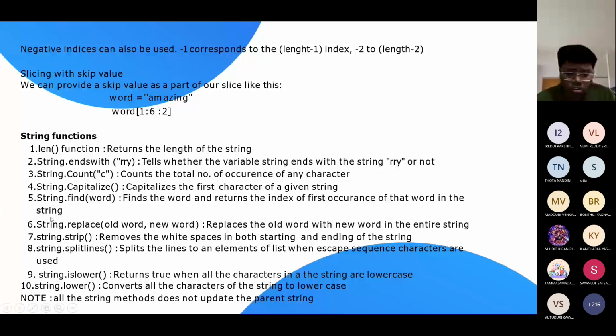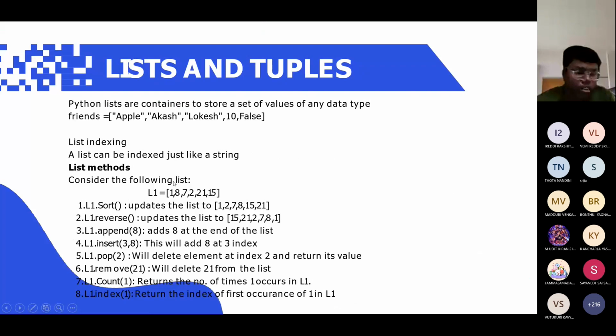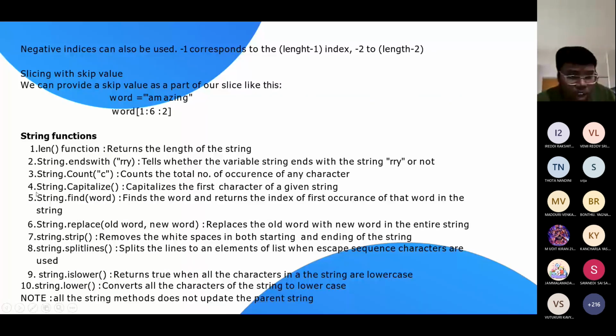The string dot count is a function that counts the total number of occurrences of a given character. Make sure that it counts the total number of occurrences. And string dot capitalize just capitalizes the first character of a given string. It only capitalizes the first character. If you want to capitalize all characters of a string, then you need to use string dot upper.